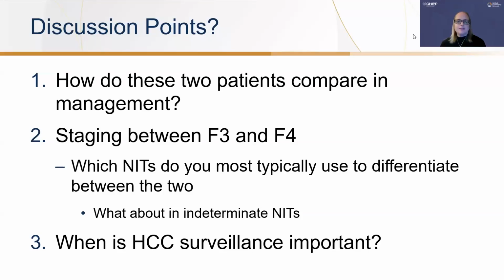And then when is HCC surveillance important? For stage 3 fibrosis and stage 4, certainly for cirrhosis, but really for our stage 3 patients, we should be screening for HCC as well. And that's, at least with an ultrasound and alpha-fetoprotein every 6 months.